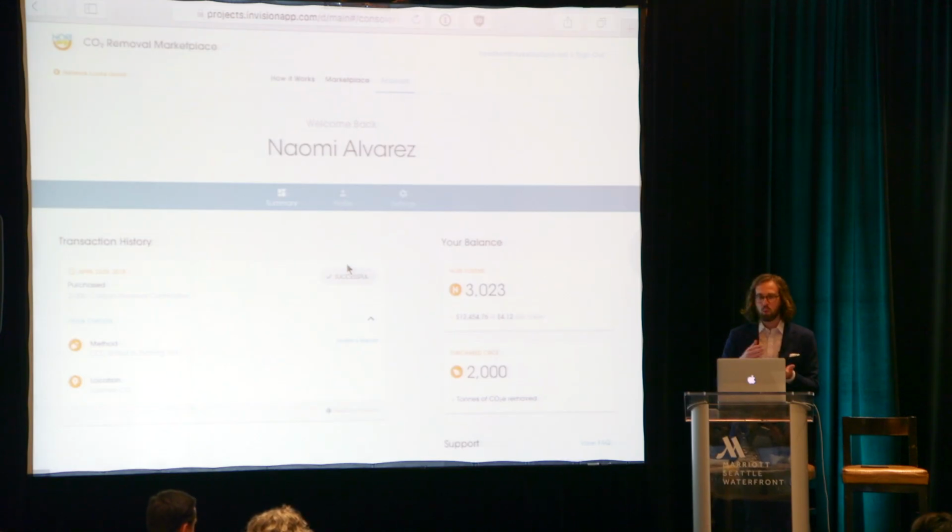And if we just had one token, we also lose the ability of retiring the certificate so that it can't be traded again.